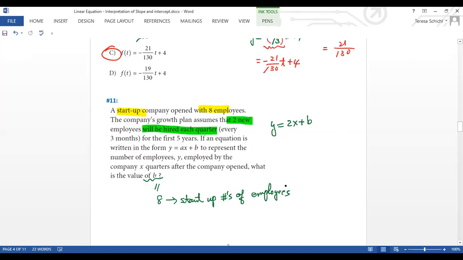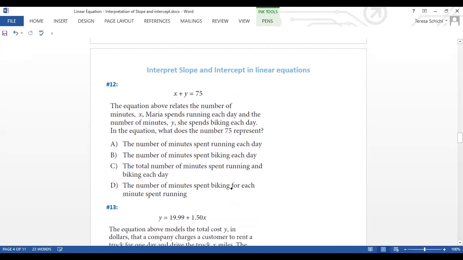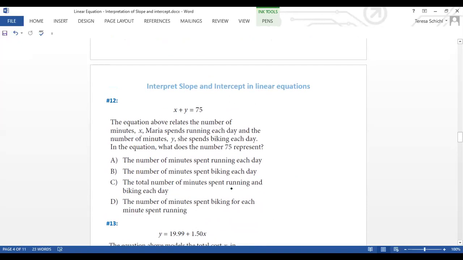All right. Okay, now let's take a look at the last one. Then we're going to stop here, and then we will resume in the next video so we don't take too long for this video. Okay, so x plus y equals 75. So the equation above relates the number of minutes x Maria spent running, and the number of minutes y she spent biking. So what does the number 75 mean here?